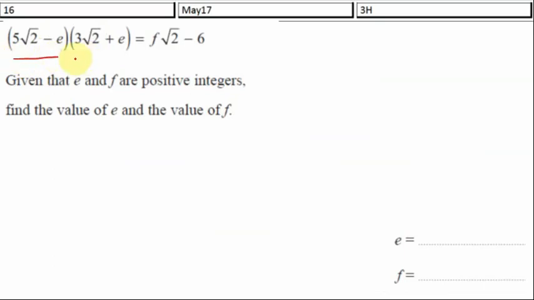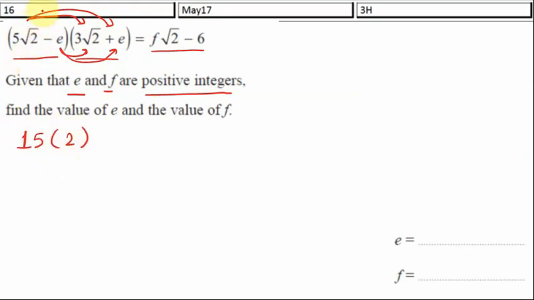We have two brackets multiplied together, so we will expand, or we will multiply, using the distributive property. So first term by first term, by second term, then the second term by the first term, and second by second. And after that we will compare with the right side to find the values of e and f, which are positive integers. Okay, so first term by first term, 5 root of 2 times 3 root of 2, step by step. The numbers outside the root, 5 times 3 is 15. Root of 2 times root of 2 is 2.